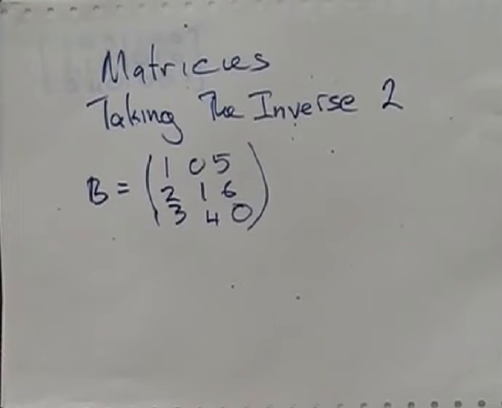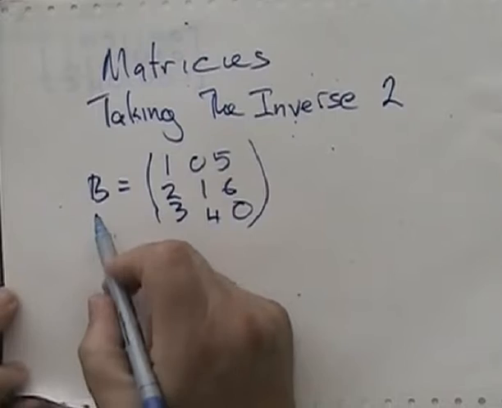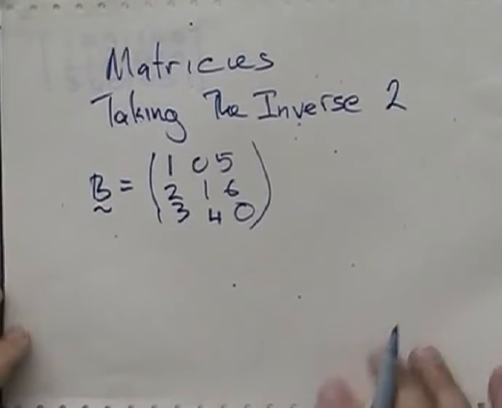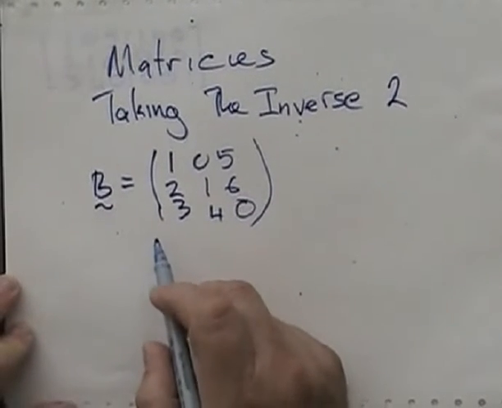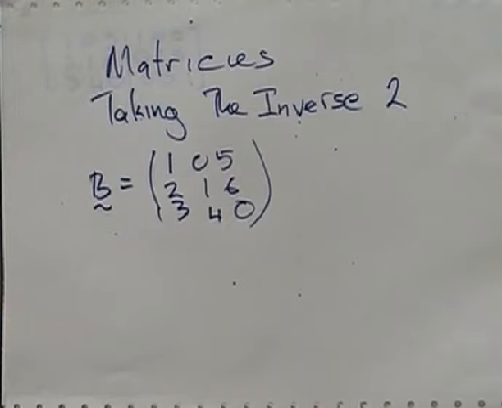Okay, let's do a second example of taking the inverse of a matrix. We're going to take matrix B this time. We're going to do the inverse of this. Just remember, the examples I give usually have nice pretty integer values. They don't have to be integer values.